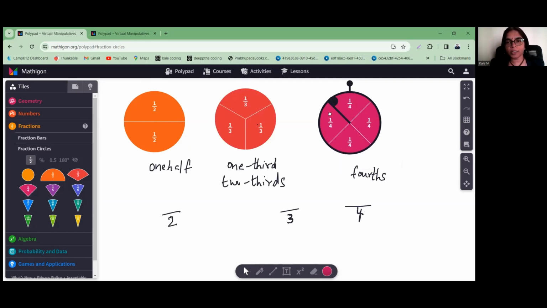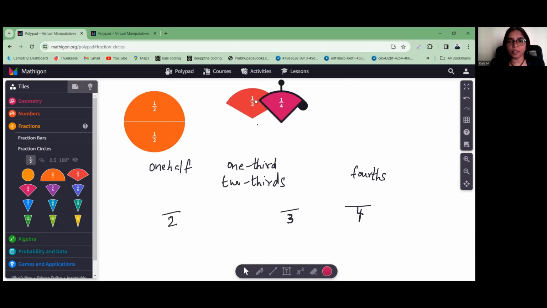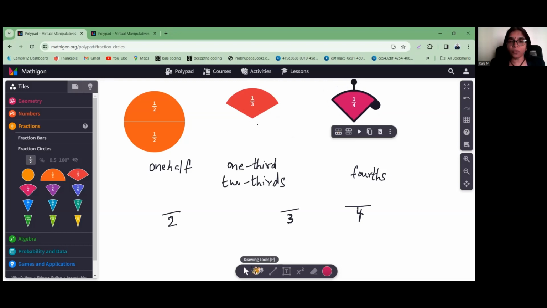But if you notice, this 1/3 and a 1/4 have a totally different size. I wanted you to notice that also. If you see here, the size is totally different, right? This is a 1/4.